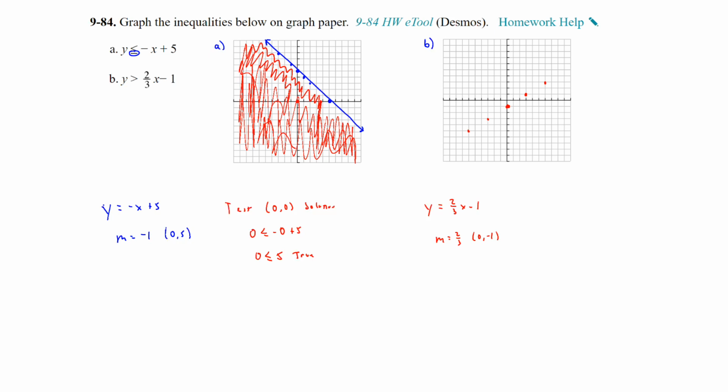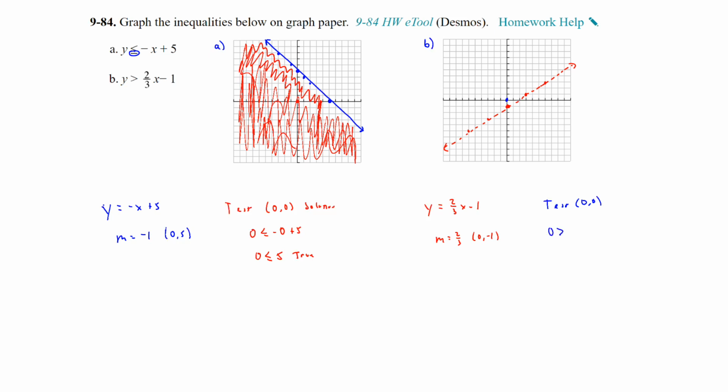And this one is not equal to, so we do want a dotted line on this one, indicating that the points on the line are not solutions. And then once again, we will test the point 0, 0 as long as it does not fall on the boundary line, and it does not.